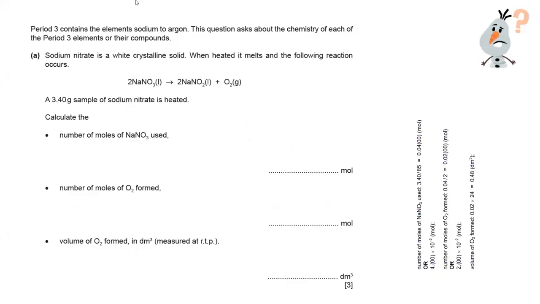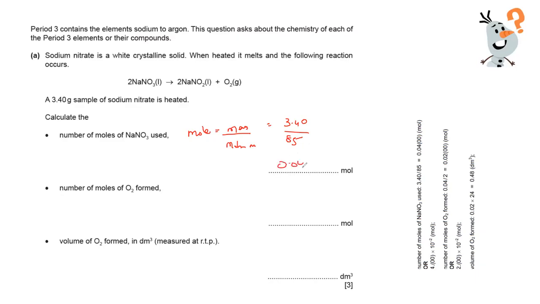So we'll use the formula. Moles equal mass in gram divided by the molar mass. Mass in gram is 3.40 and the molar mass is 85. So 3.40 divided by 85 will get 0.04 moles of sodium nitrate. Is it clear, the first part? Yeah, that's right. 3.40 divided by 85, that's 0.04.